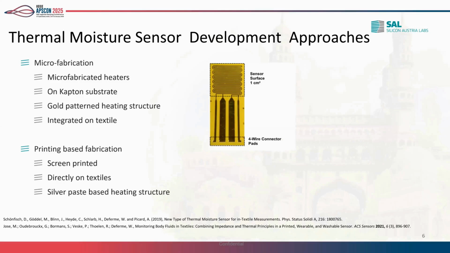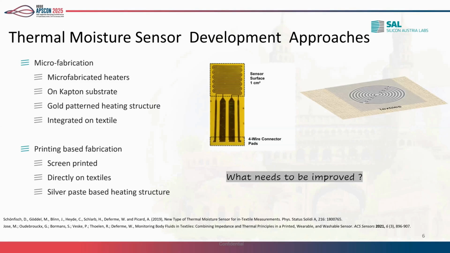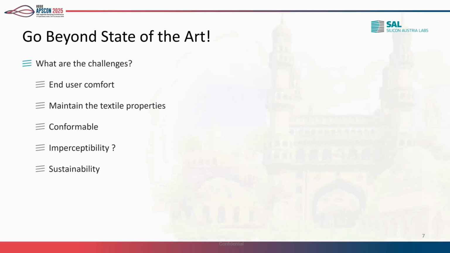Another way is to directly print the heater structure on the textile substrate. Mostly it is done with screen printing, and materials like silver or carbon can be used for such measurements. At this point, there is already a sensor. In the literature, you will see some nice measurements where this thermal principle, transient thermal measurements, is used for moisture measurements.